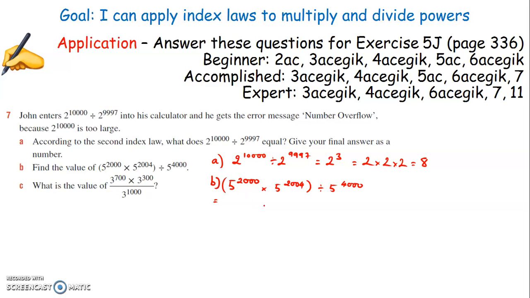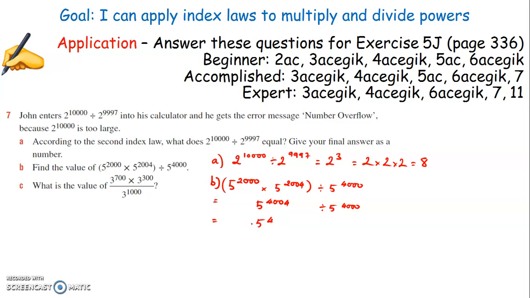So, doing the brackets first, we've got a multiplication. We have the same base here, so we keep the base and we add the powers. So 2000 plus 2004 will give us 4004. And now we just have to do the division. Again, the same base, so we keep the base. This time we have division, so we're going to subtract the powers. So 4004 minus 4000, that's going to give us 5 to the power of 4.